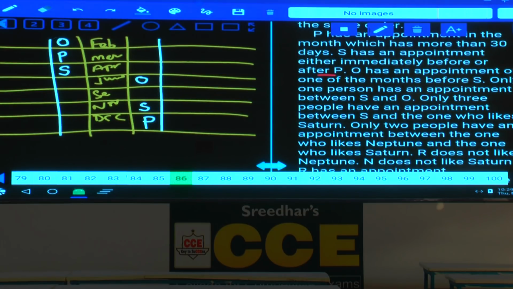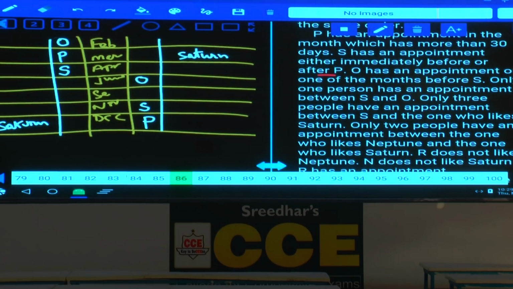Only 3 people have an appointment between S and the one who likes Saturn. Between S and Saturn there must be exactly 3 persons. Hence in the first case, the one who likes Saturn must be in the month of March. Between S and Saturn, 1, 2, 3, and Saturn must be at this place.